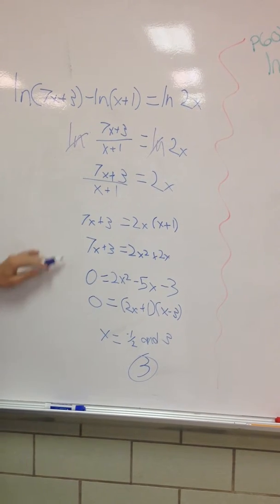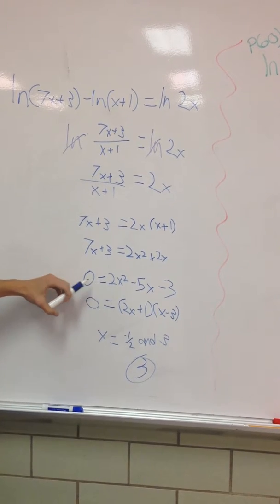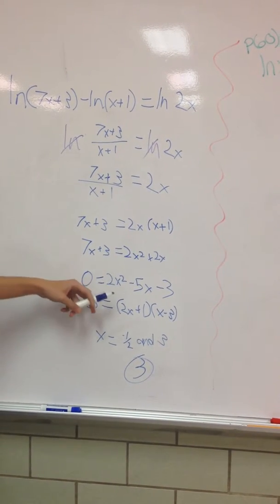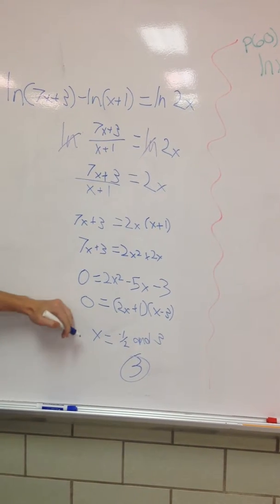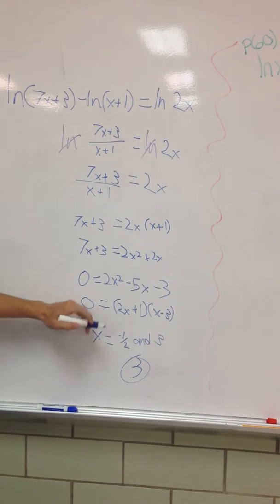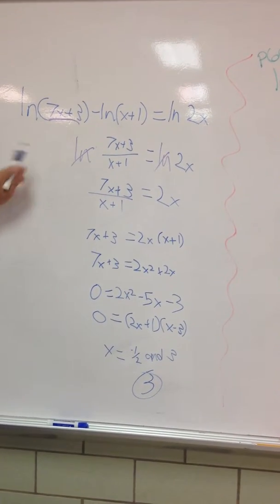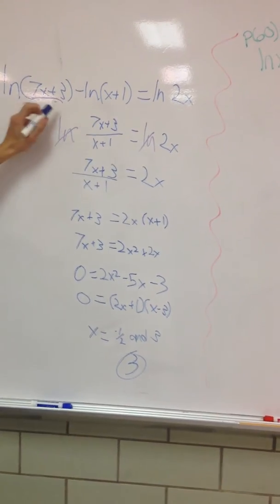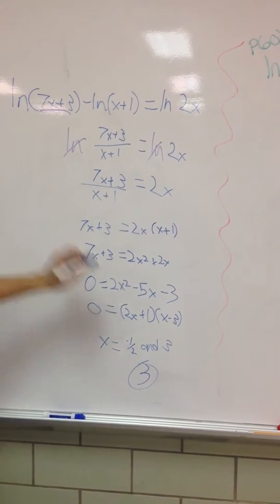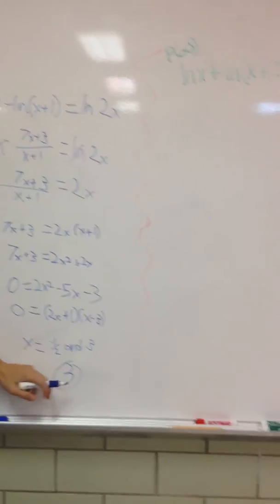Now we're just going to move everything to one side so we can factor. From there, we are left with 0 equals 2x squared minus 5x minus 3. When we factor, we get x equals negative 1/2 and 3. We plug negative 1/2 back in, and we find right here that we get a 0. Now you can't take the natural log or log of a 0, so we're left with 3. We plug 3 back in, it works perfect. So our final answer is 3.